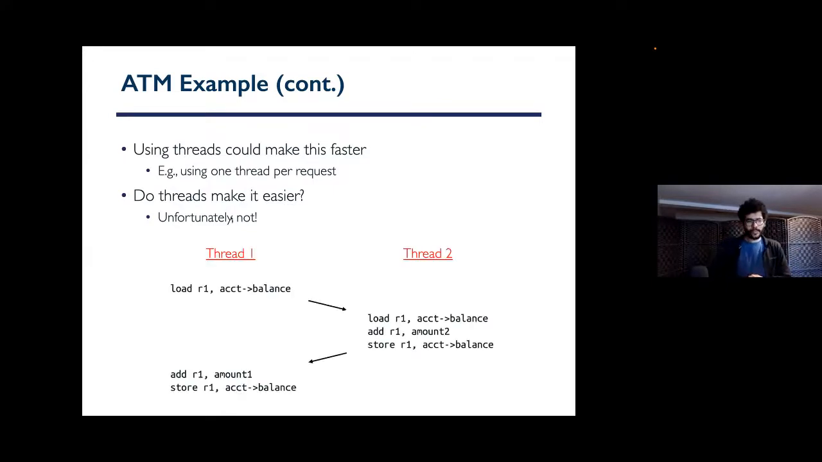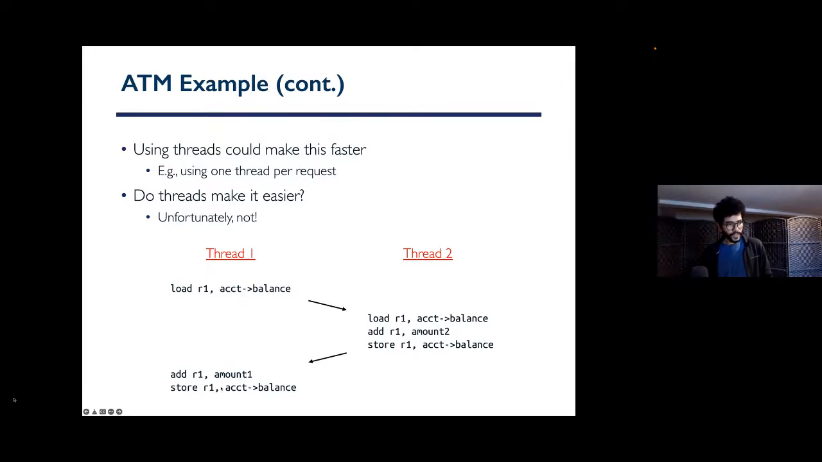Here's an example. Let's say you spawn two threads, thread 1 and thread 2, and you have two requests. Both of them are deposits. In one of them, you're depositing $20. In the other one, you're depositing $30. Both of them to the same account. And let's say those two threads are running on your CPU. There is one CPU running those two threads. So these are two different separate requests. And let's say in the first one, we load the balance for the account.